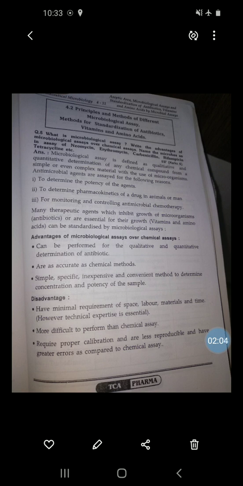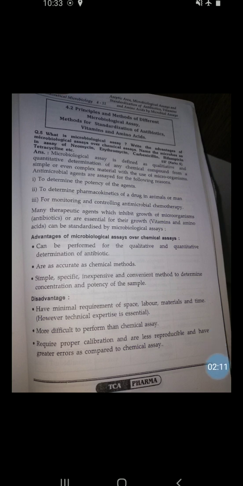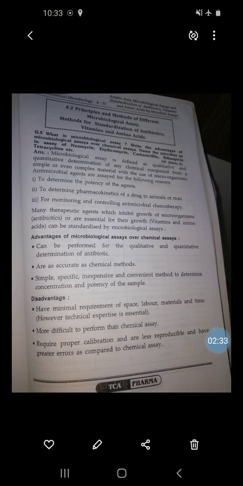Then, advantages of microbiological assays over the chemical assay. The first advantage is that it can be performed for qualitative as well as quantitative determination of antibiotics. Then it is as accurate as a chemical method. Then it is simple, specific, inexpensive, and a convenient method to determine the concentration as well as the potency of the sample.